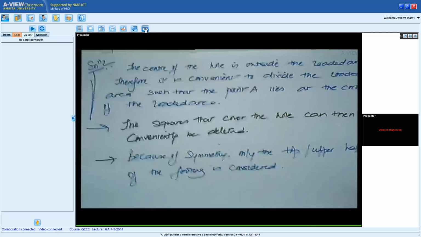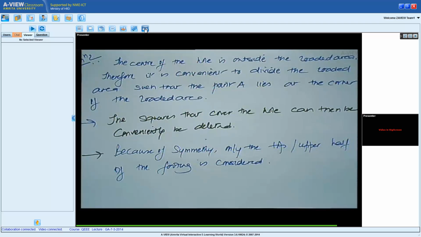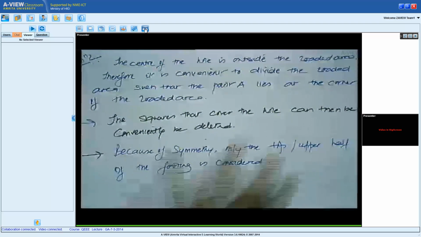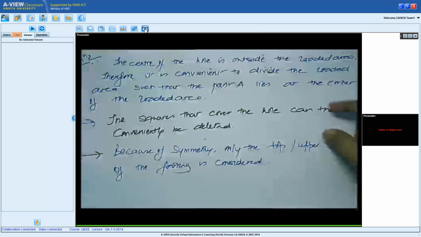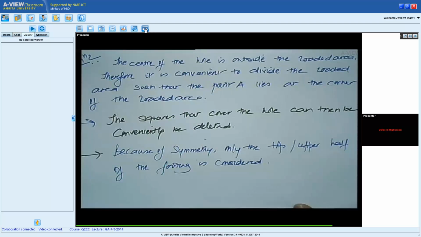I hope my handwriting is not so poor and you're able to grasp it, but it's just to put in English what we have just said. If you have a faster hand, you can jot it down. We have divided this into a number of parts, then subtract the empty part, and we will only consider the top half.